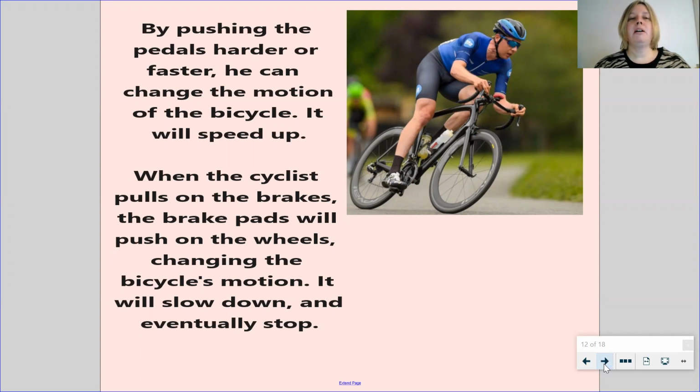Think about the last time you went out on a bike ride. When you push the pedals harder or faster, your bike will have started to speed up. When you wanted to slow down, you pulled on your brake pads so that the bike will slow down and eventually stop.